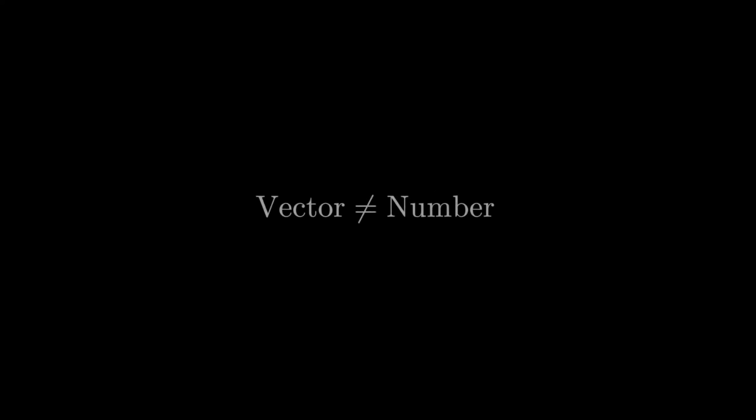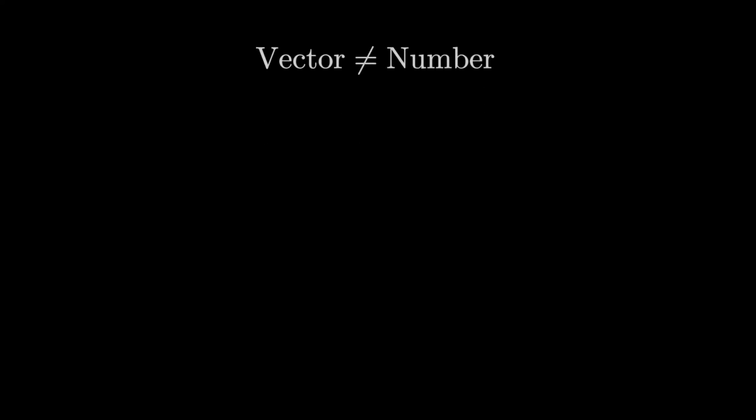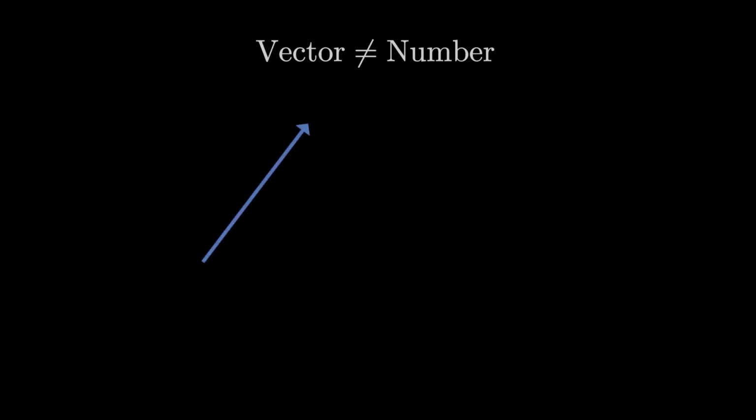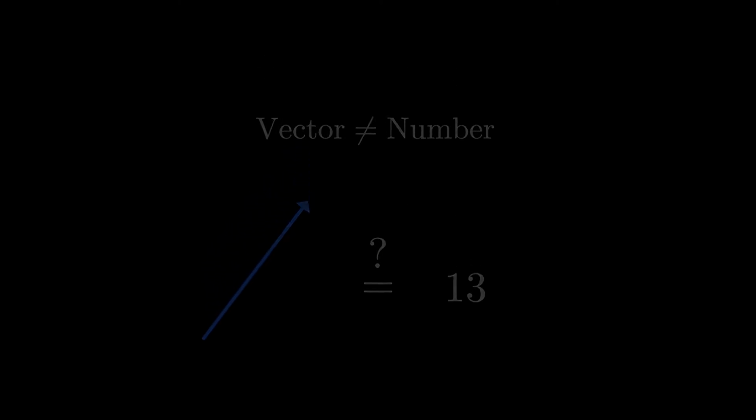A vector is fundamentally different from anything else that you've probably dealt with in math before. What I mean by that is a vector is not the same as a number. We can't think of a vector that looks like this as having similar properties to a number that looks like this, or any other number for that matter. So how is a vector different from a number?